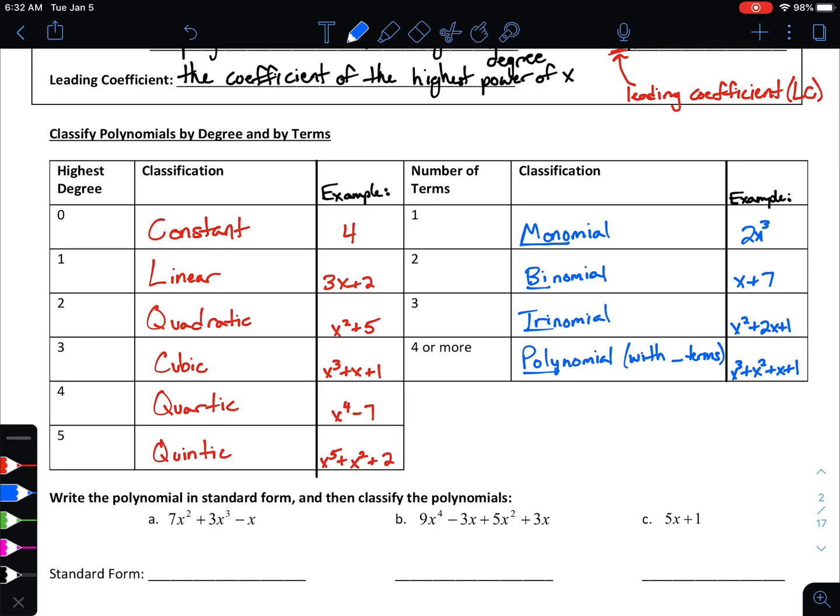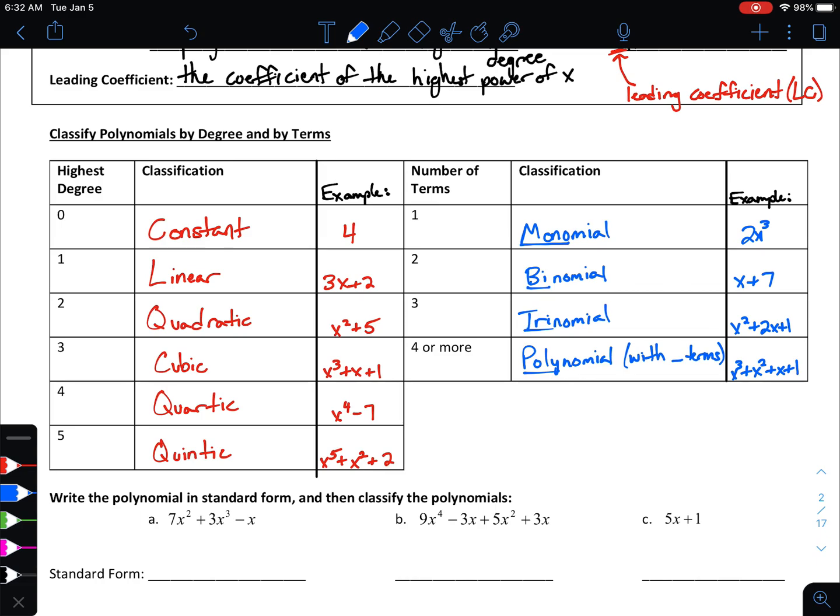The second, for two terms, is called a binomial. So you could think about a bicycle, two wheels, has two terms. x plus 7 would be an example. For three, trinomial. So again, you could think about a tricycle has three wheels. So a trinomial has three terms. So that would be something like x squared plus x plus 1.